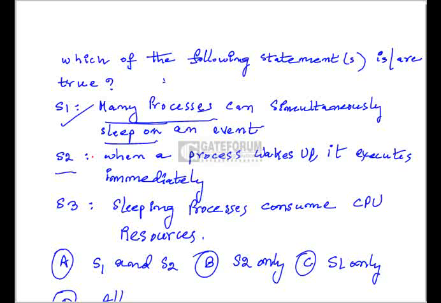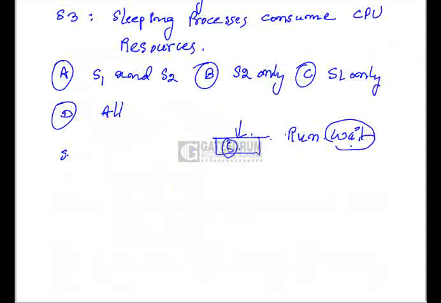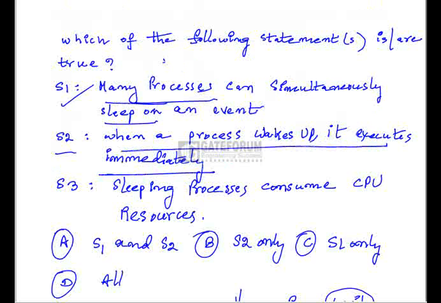Now S2, when a process wakes up, it executes immediately. Normally a sleeping process will be woken up by some signal operation of the semaphore. Whenever it is woken up, it goes from waiting state to ready state. When a process is in ready state, usually the scheduler will select that process, but there may not be a chance for execution. That's why the statement that when a process wakes up, it executes immediately is false. Immediately is not possible because it is based on the scheduler.